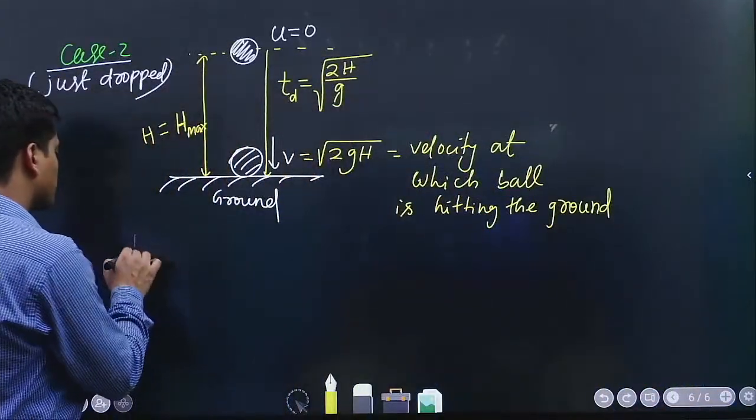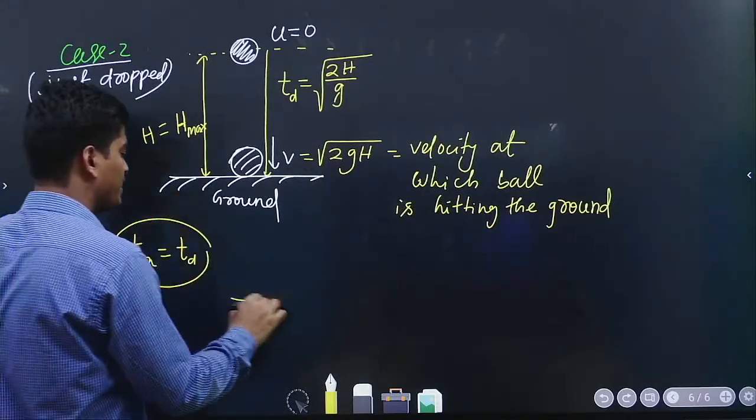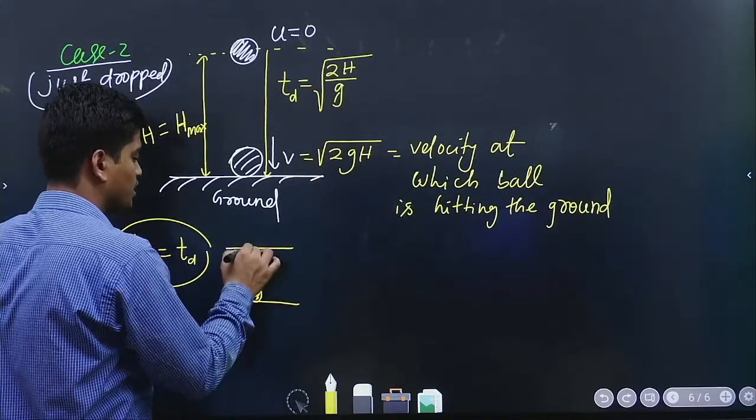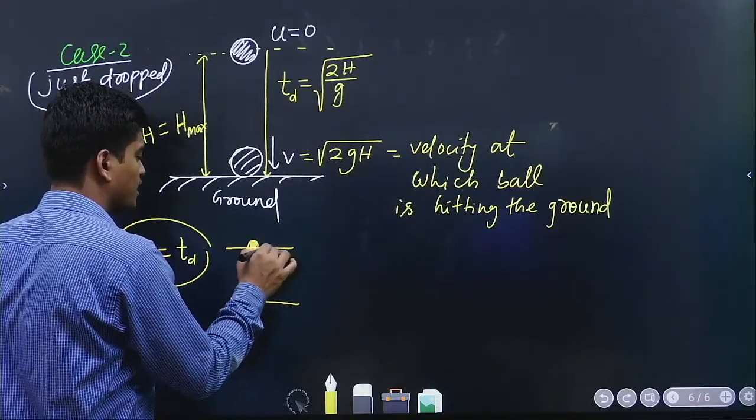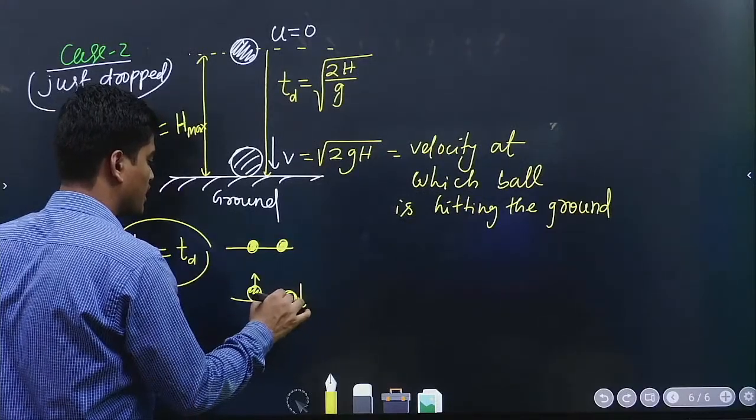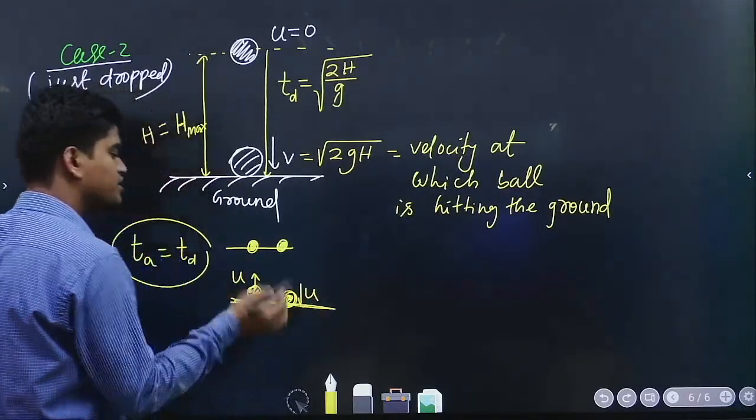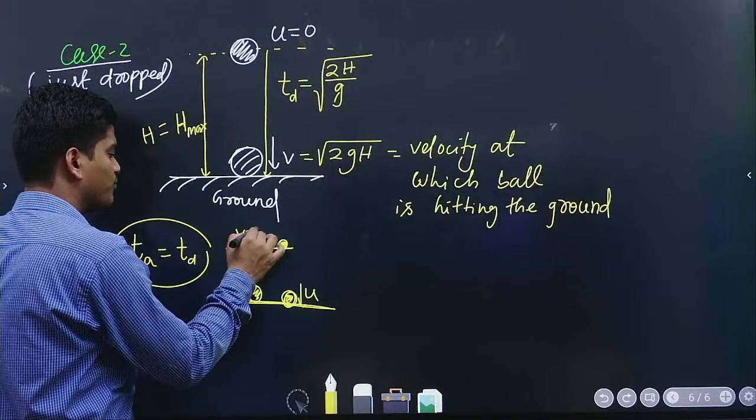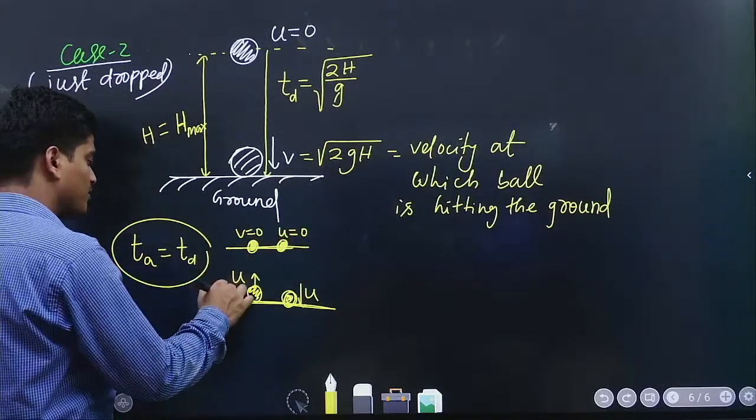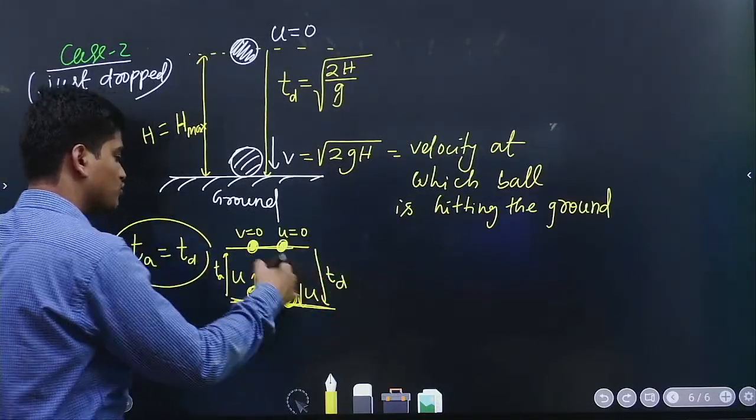Now here you can write one thing also. Time of ascent is equal to time of descent. Okay. So when you are throwing a particle from a certain reference, the particle goes to a maximum height, and from that maximum height the particle again comes back to the ground. Okay, and if it is thrown with velocity u, it will hit the ground with the same velocity u, and at the final point its velocity will be how much? At the maximum height velocity will be 0, and whatever time is taken going up, t ascent, and coming down, t descent, that will be equal.